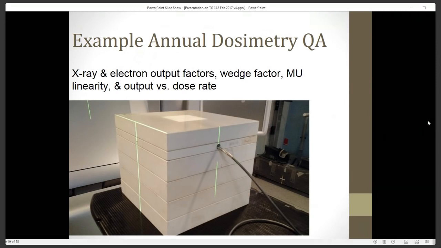Some of the other things on there, which can be done either in solid water or in a water tank, are basically a very simple setup of an ion chamber in solid water: your photon and electron output factors, wedge factor, MU linearity, and output versus dose rate.